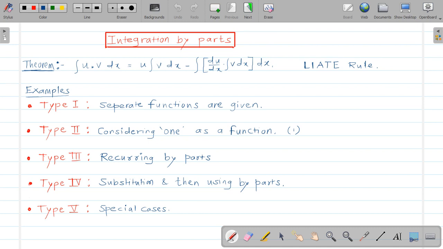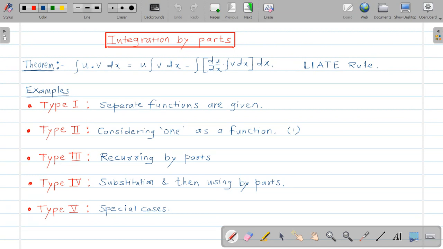Dear students, last time we discussed integration by parts. In that we studied the theorem: integration of u into v dx is equal to u into integration of v dx minus integration of, in brackets, the derivative of u with respect to x into integration of v dx. And by the LIATE rule we have to choose the first function and second function in that order, which is the LIATE order. This is the rule to evaluate the integration where the function is given in the form of a product.